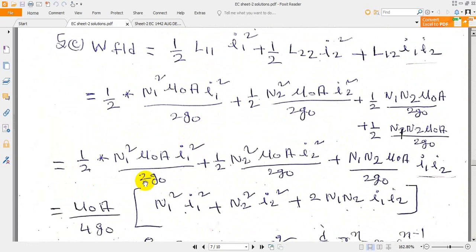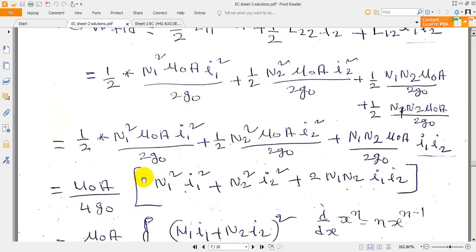After evaluation you will get it as, check it here, take the common parameters. What are the common parameters? Mu naught A by 2G naught, mu naught A by 2G naught, mu naught A by 2G naught. If we take out common, and also 4, sorry, we are having here mu naught A by 4G naught, but here we are having only 2G naught. So what we will do, we will multiply 2 and make it 4. Multiply here 2 and multiply here 2 by 2. So denominator will get 4G naught.